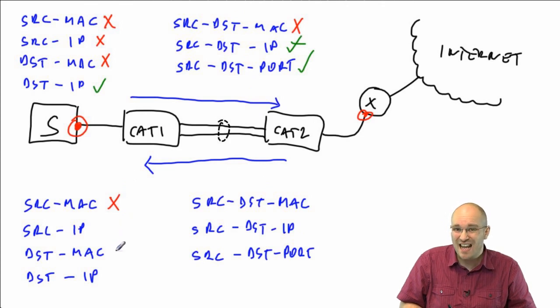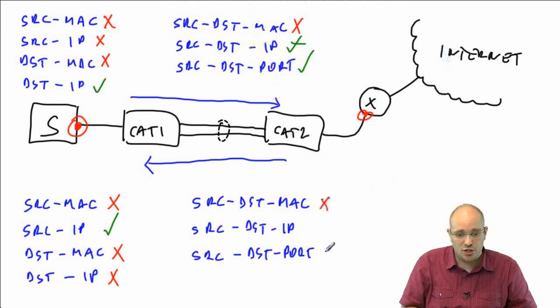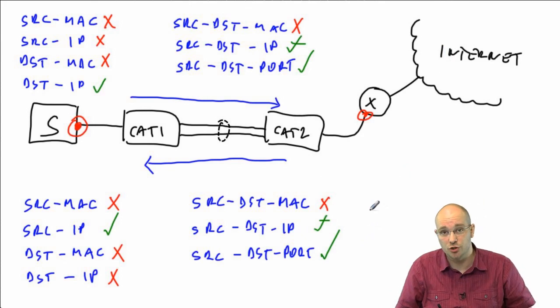What about the destination MAC address? Same reason, and destination IP address, which will always be the server, is not a good choice. The only good choice of the simple load balancing mechanisms here is the source IP, because this comes from a large pool on the internet. Source destination MAC address, similarly to the example above, is not a good choice. Source destination IP address is an okay choice, and the source destination port seems to be a good choice in this case.